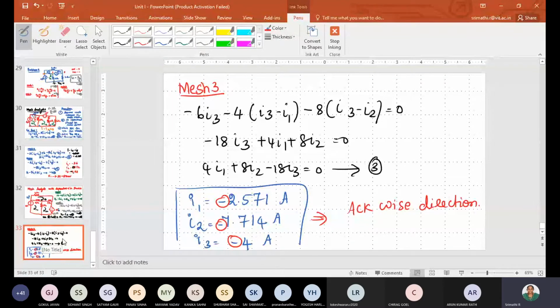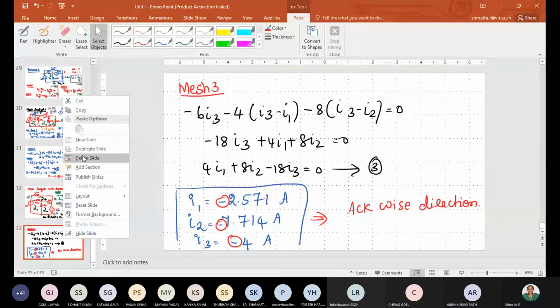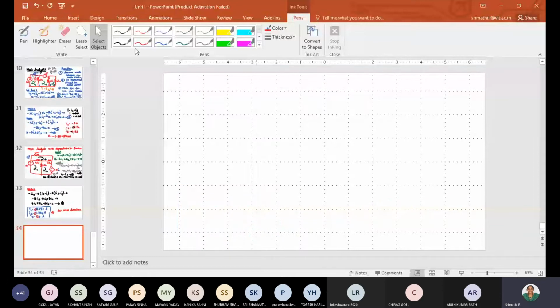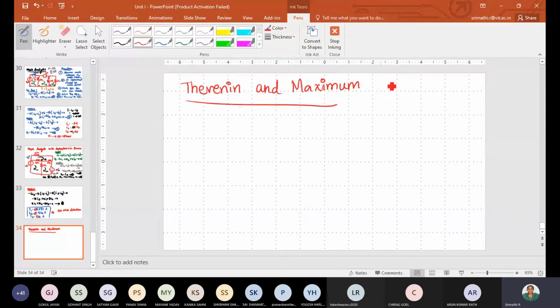We'll go ahead with theorems. We have two theorems for DC circuits, Thevenin and Norton. You would have read this in the lab also, right? Yes, ma'am. But we have solved for circuits with independent sources alone. Do you remember? Guys? Yes, ma'am.